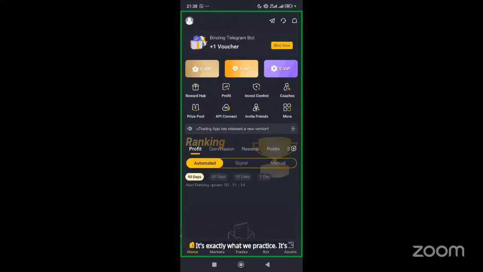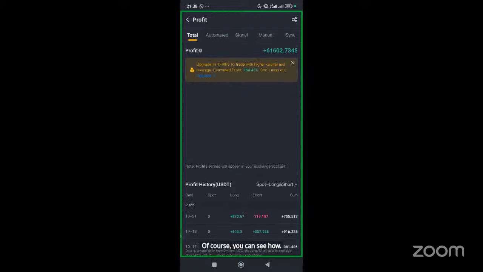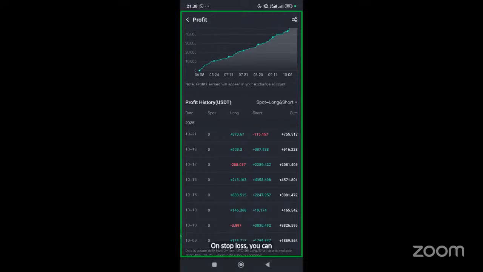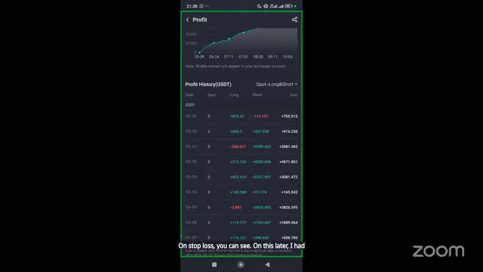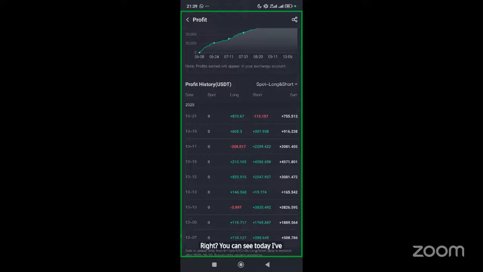Here, when I go to profit, of course, you can see how the robot needs to take measures on stop loss. You can see on this day that I had minus $208 on long trade, I made $2,289. So you can see how the robot minuses it from my total here. It was $2,081, right? You can see today I've made over $870. Now, after minusing this, you can see $755 here.